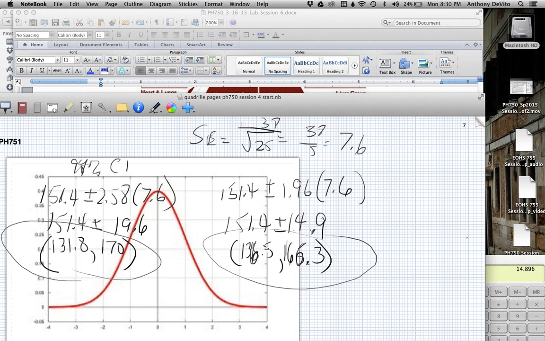And for my 99% confidence interval, I got 131.8. You may have heard me mumbling under my breath. Well, if I subtract 20 and then add back 0.4. Okay, 131.8 and 170. You guys agree with me on that? 171. I didn't even get that right. Oh, you're right. You're absolutely right. It's 171.